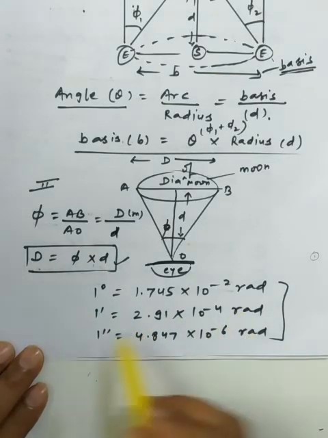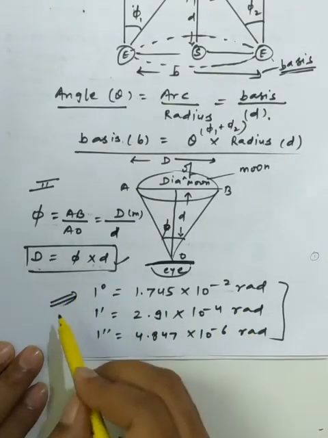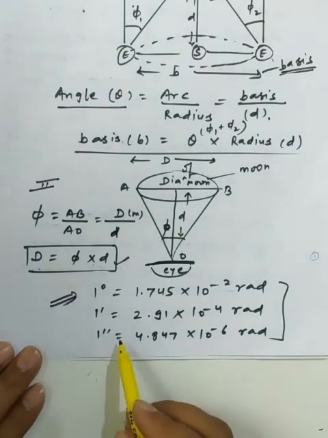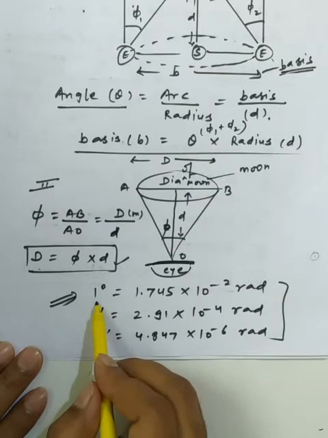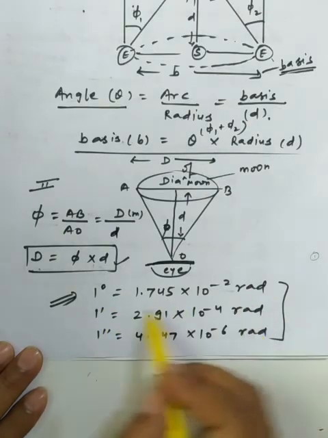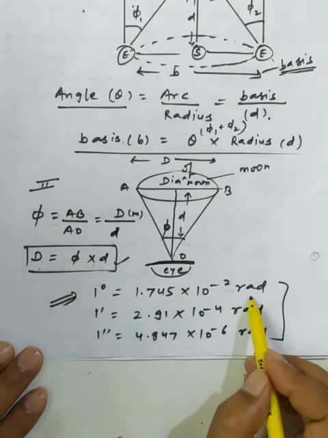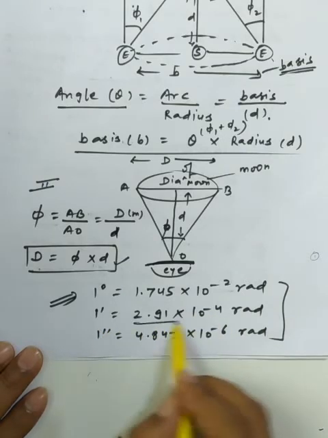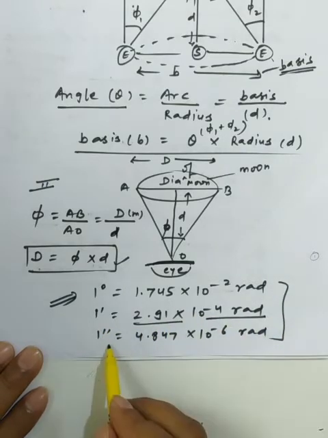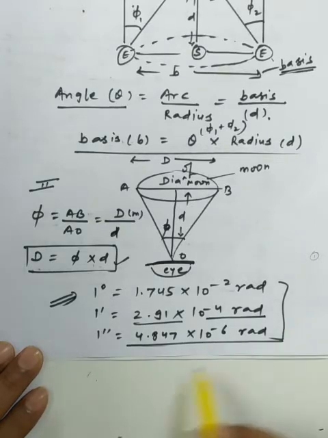Now before starting the numerical, we have to do some representation of the angle. 1 degree we represent in radian as 1.745 into 10 to the power minus 2 radian. 1 minute can be stated as 2.91 into 10 to the power minus 4 radian. 1 second can be stated as 4.847 into 10 to the power minus 6 radian. So these are some general values that we will use in the numerical.